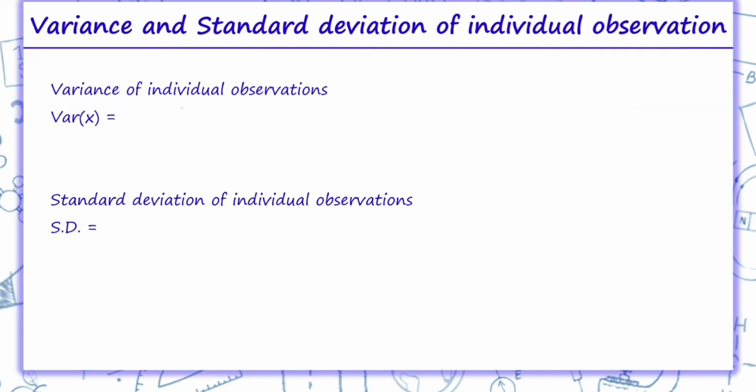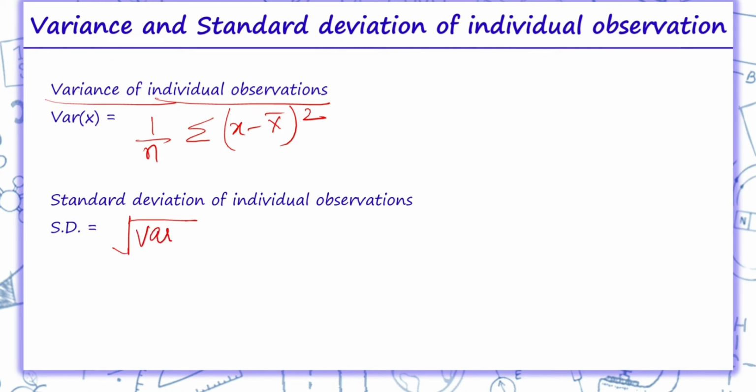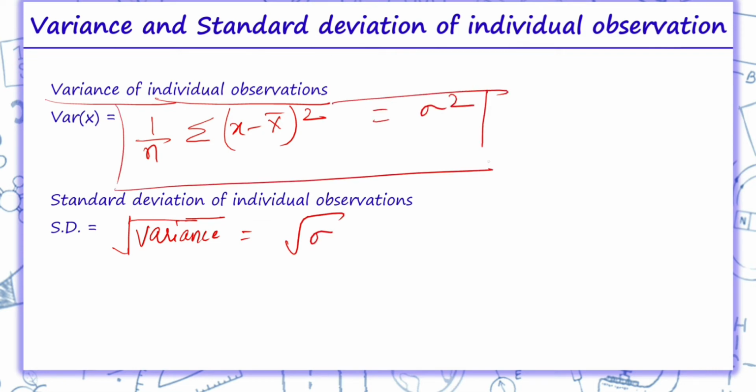Coming on to variance of individual series. For individual observations, variance is 1 by n summation of (x minus x bar), where x bar indicates the mean. Coming on to standard deviation, we'll first find the variance and then the standard deviation. The standard deviation will be the square root of variance, or the square root of sigma square. This formula we have to use for individual observations.